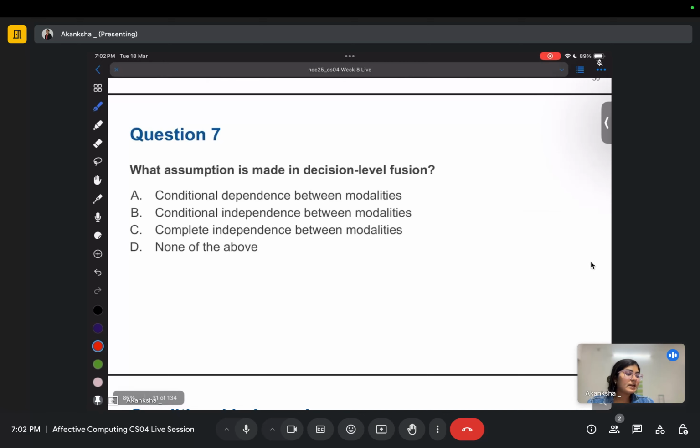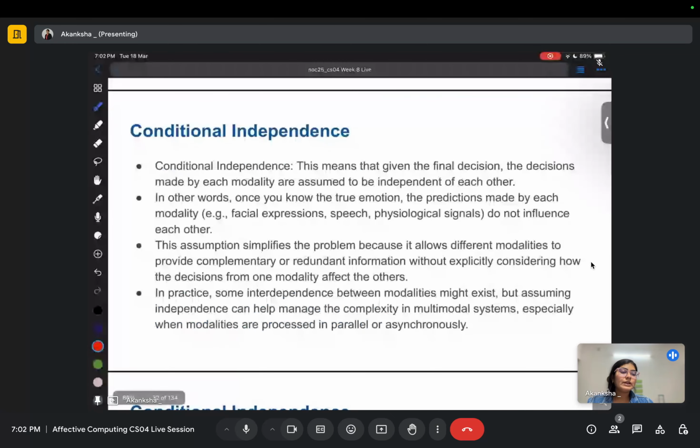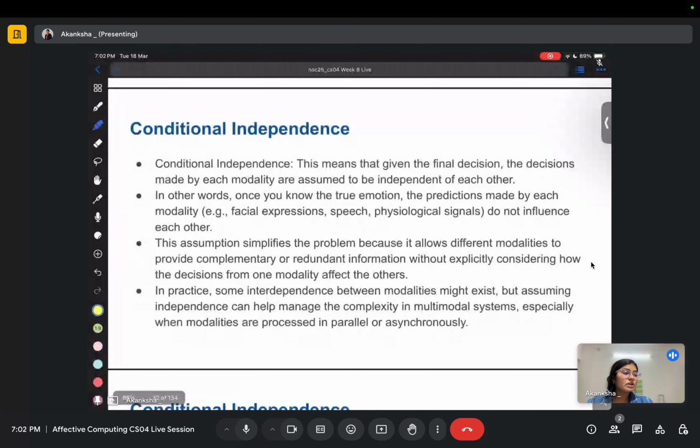We know decision level means late fusion, just the other name, because ultimately at the time of decision we are fusing the different weightages or different predictions from the different models. So for this we assume that there is conditional independence.